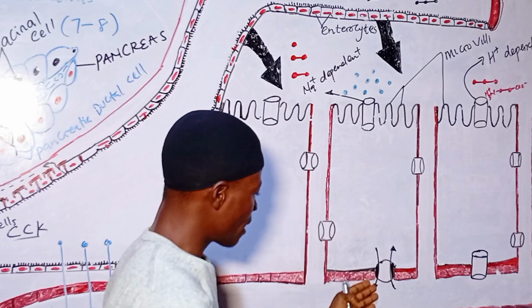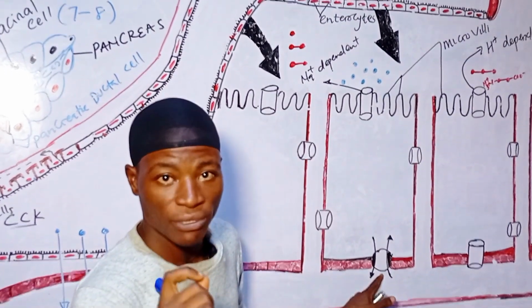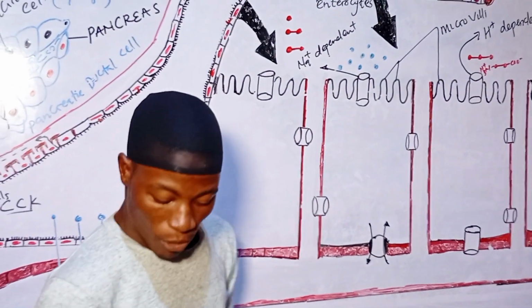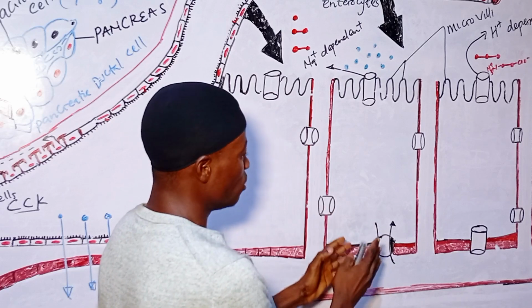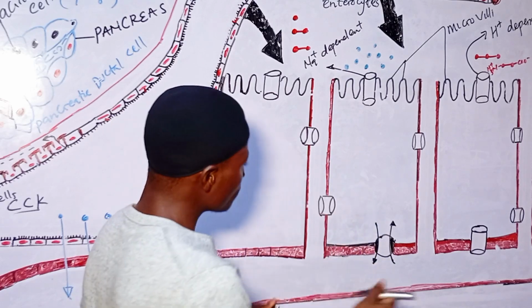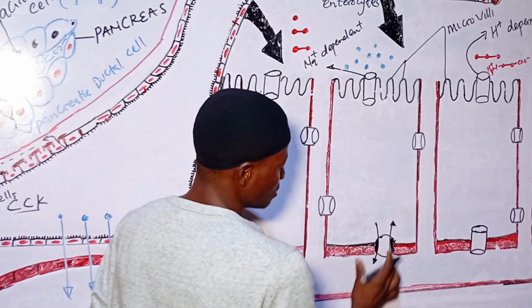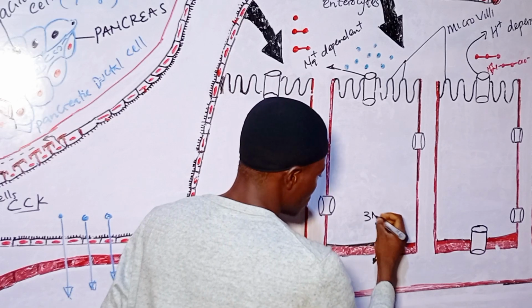Now look at the downward part. There's a special type of carrier protein here, a pump. This pump performs a very good function. It plays a vital role in the transport, or let me say in the absorption, of amino acid.